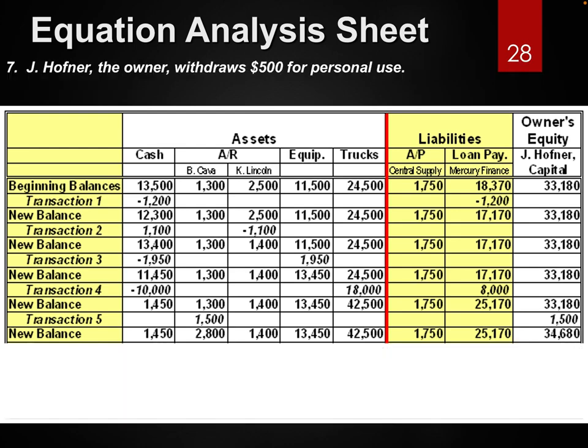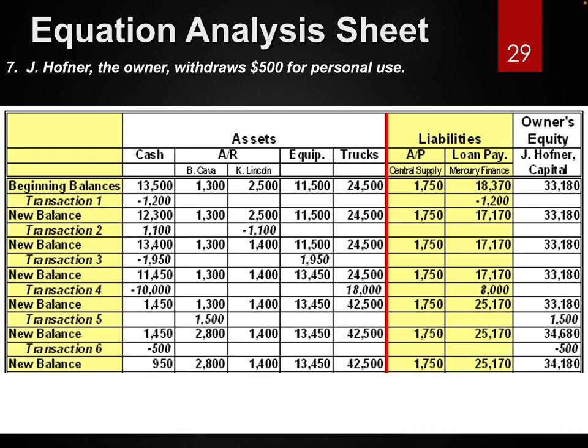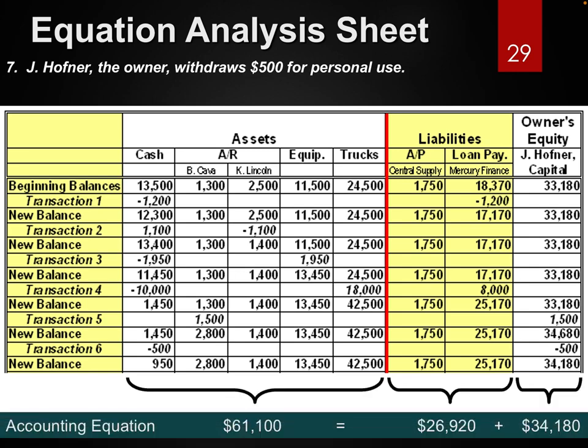Now, the owner withdraws $500 for personal use, and I just talked about that, owner withdrawing. Well, that's going to affect capital. And so we can see it affects capital and it affects cash because that's what he's taking out of the business. And it still balances out.